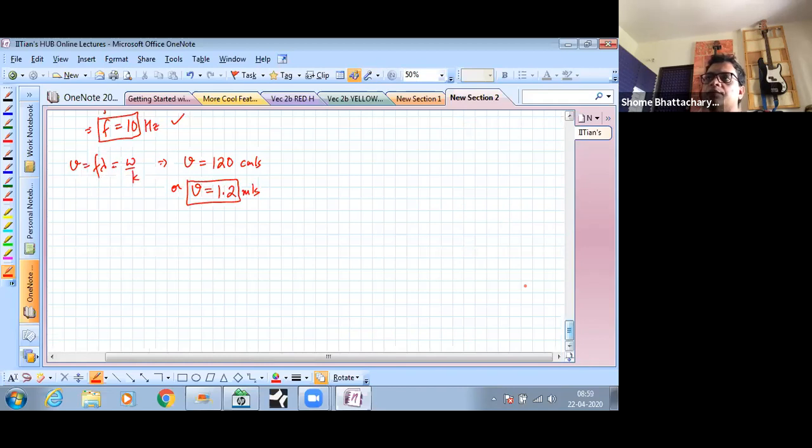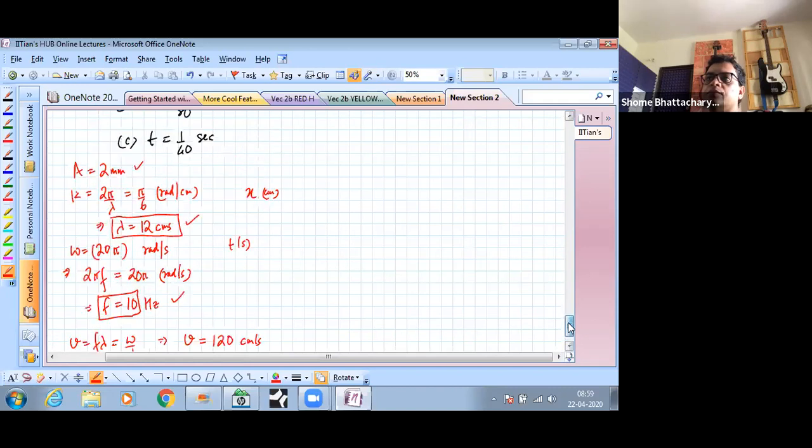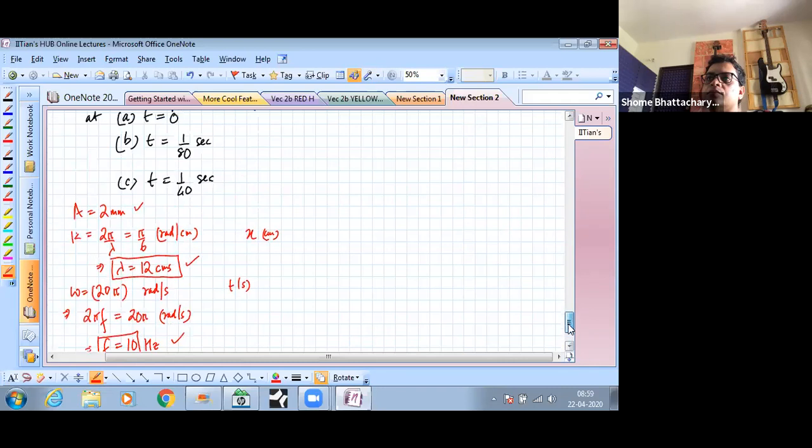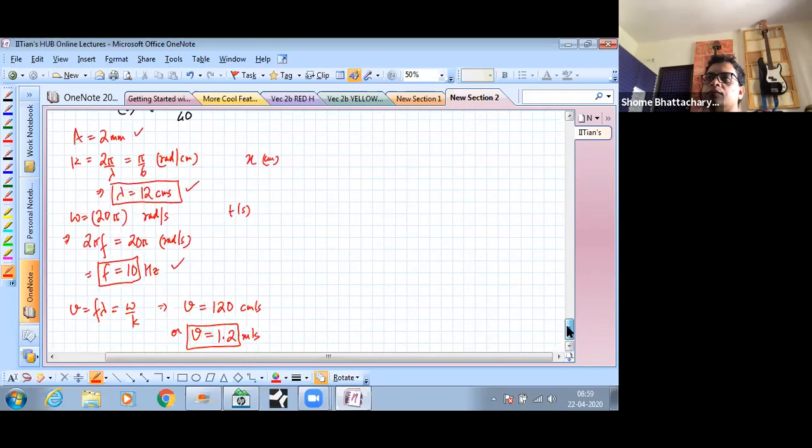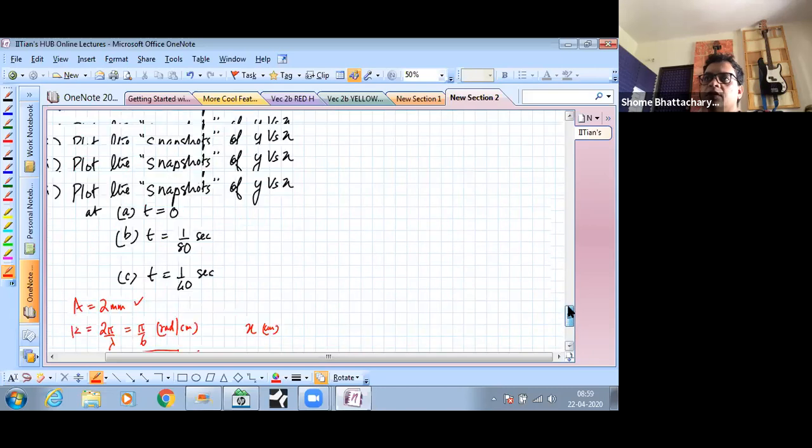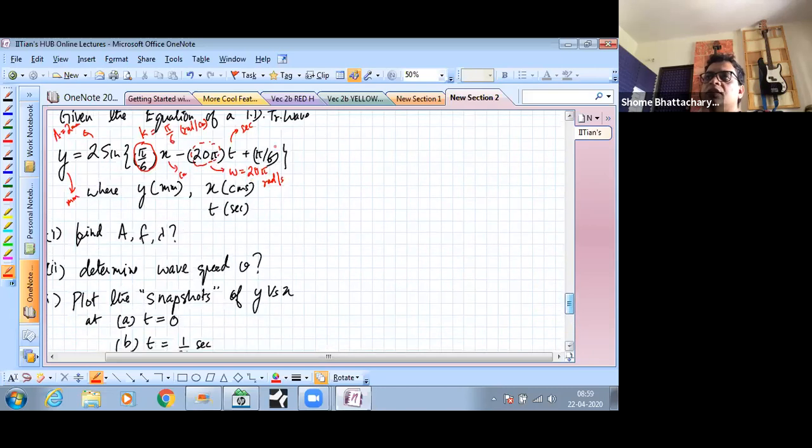Yes, correct. Good. So now let's move on to the snapshot pictures, which I'm sure you made yourself also. So this phase constant is pi by 6. So let's be mindful of that.